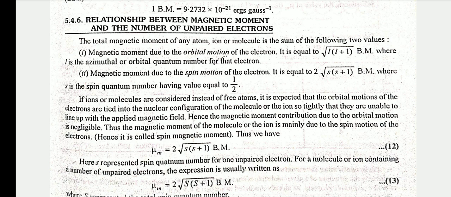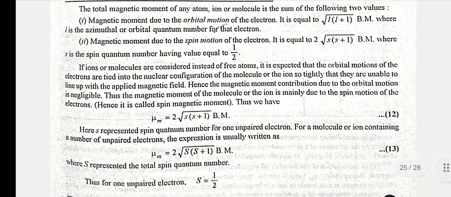If ions or molecules are considered instead of free atoms, it is expected that the orbital motions of the electrons are tied into the nuclear configuration of the molecule or the ion so tightly that they are unable to line up with the applied magnetic field.